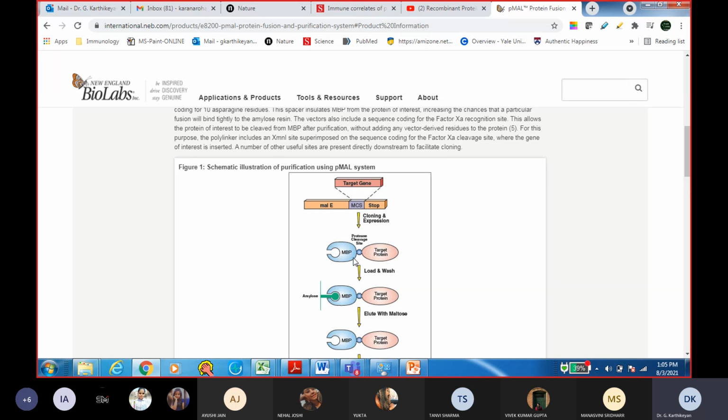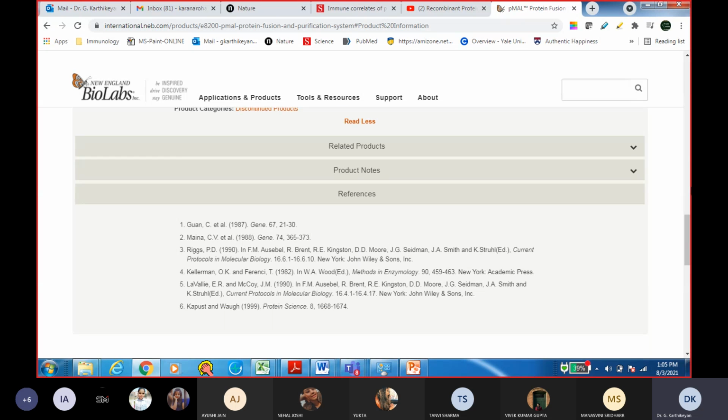Okay, and then when you load it on a column which has amylose, this maltose binding protein will preferentially bind to amylose. So none of the other cellular proteins will bind to it, only this will bind to it. Now you can essentially purify this.